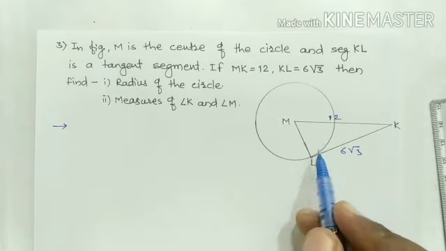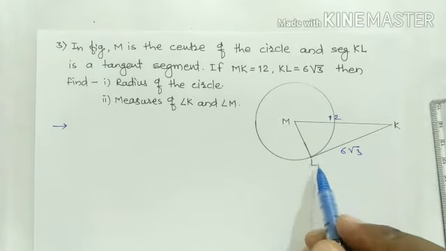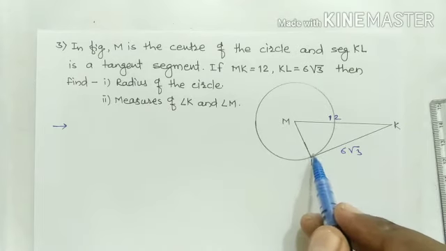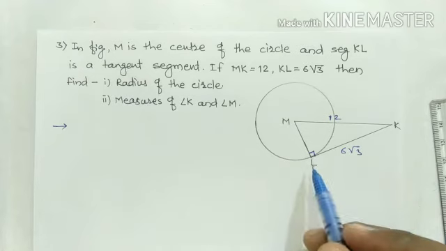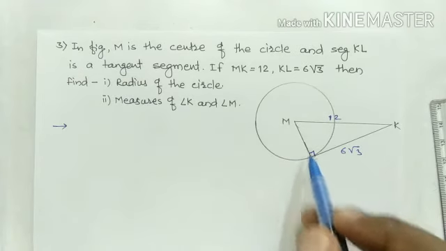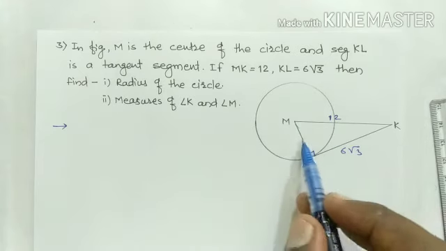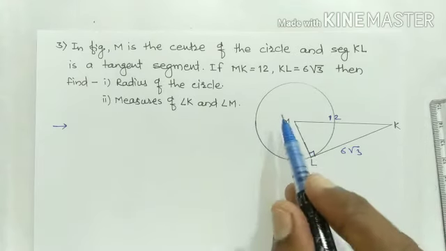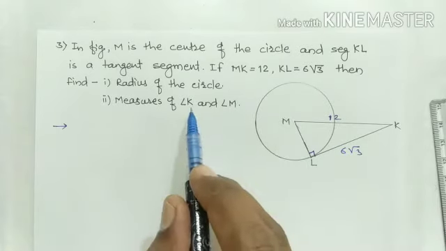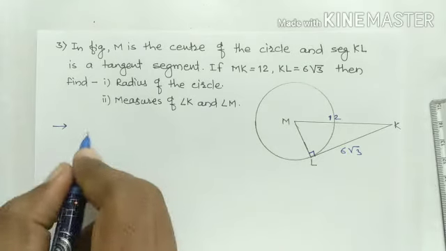त्यासाठी आपल्याला अगोदर हे सांगावं लागेल की here KL is the tangent segment and ML is the radius through the point of contact. Therefore ML perpendicular to say KL by tangent theorem, and by using Pythagoras theorem we can easily find length of ML, that is the radius of the circle, and then by using these three sides we can find the measures of angle K and angle M.